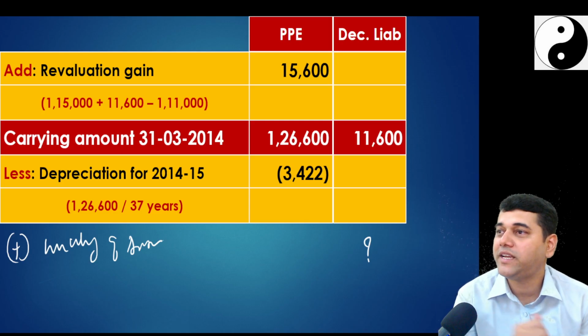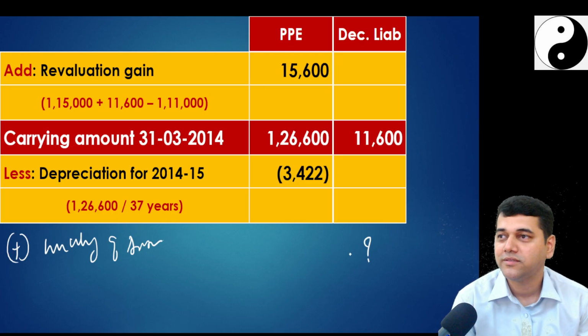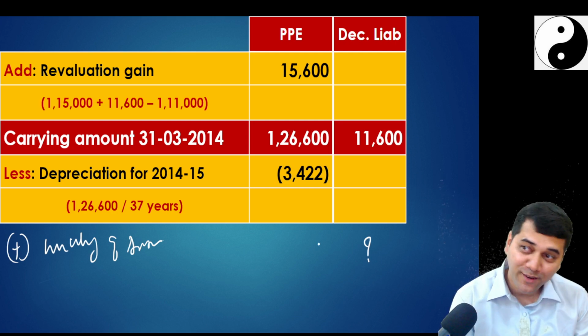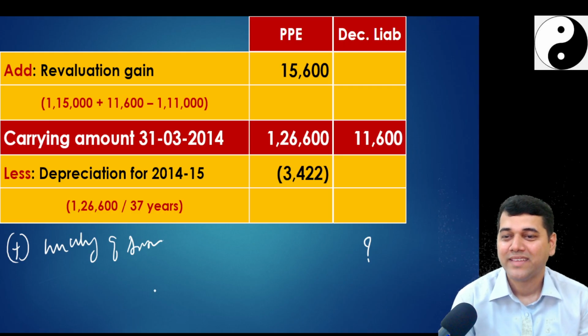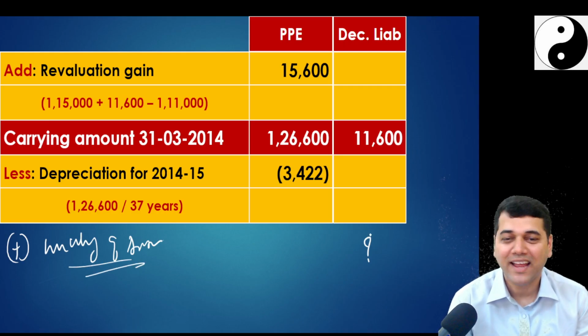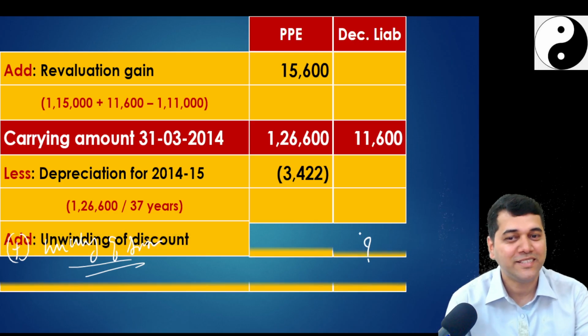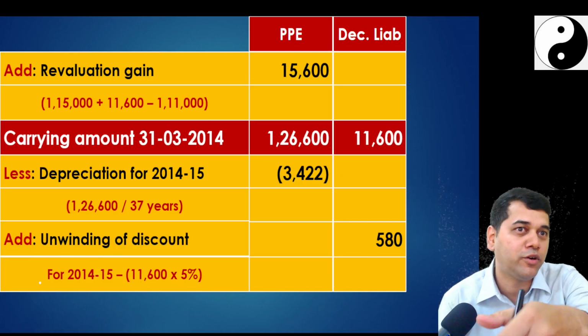So what is my unwinding of the discount? Yes, Prithvi here, unwinding of the discount. 1 into 1.05 or 0.05. I want a discounting. I want to know what is the amount here. So I is telling 580. Yes, it is 580.